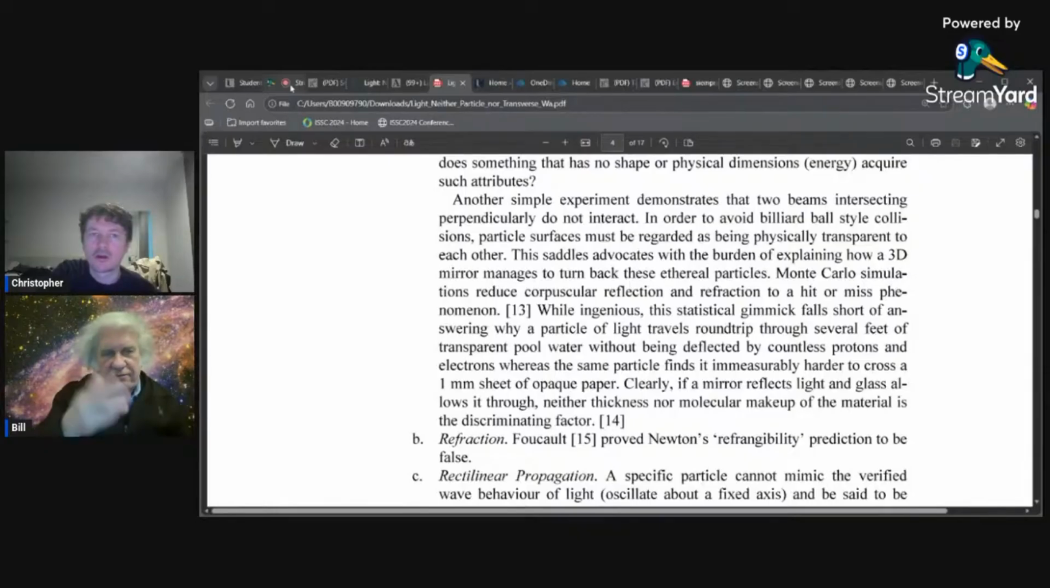The particle, photon, whatever, had to go through all that mountain of water, right? Ten feet of water.